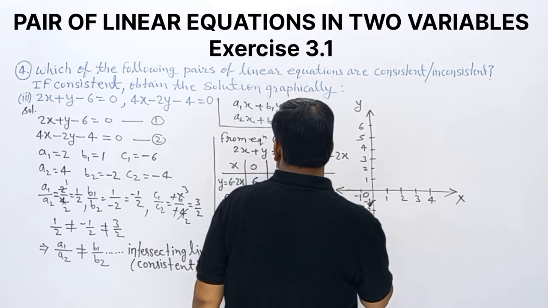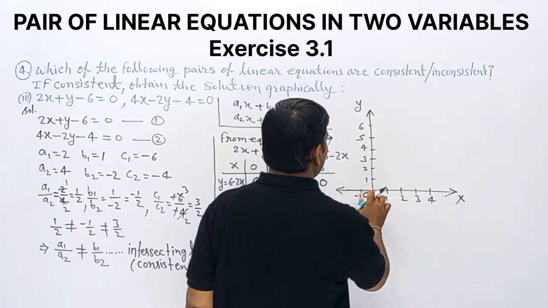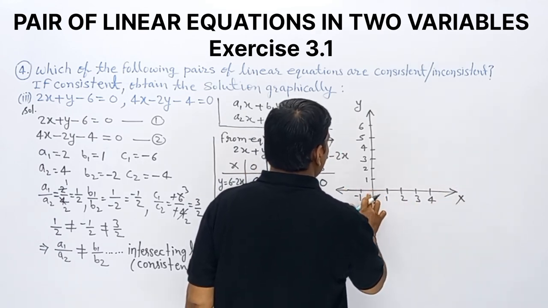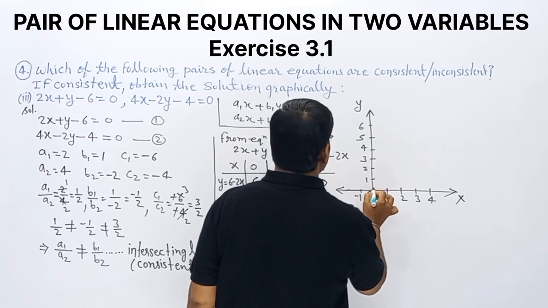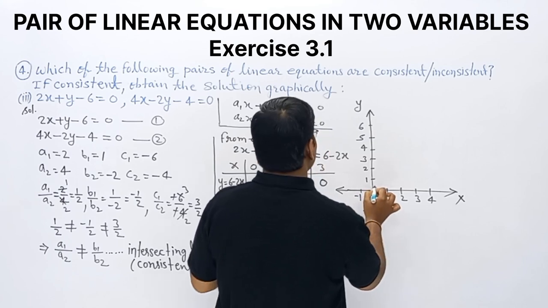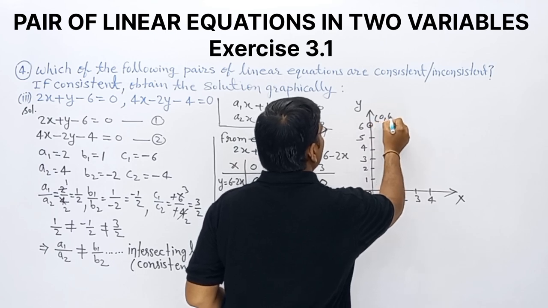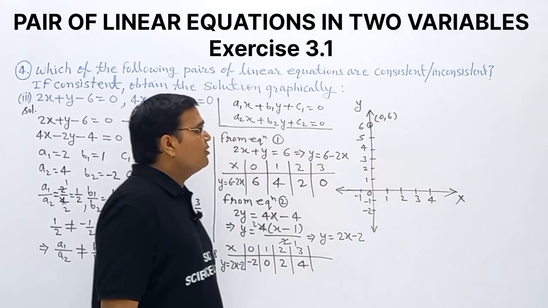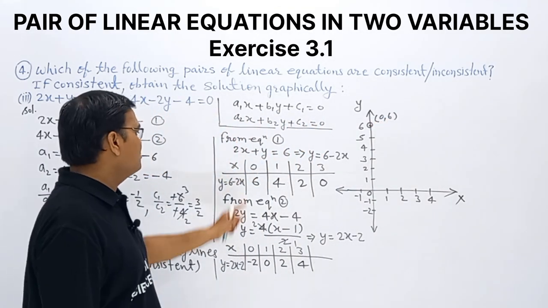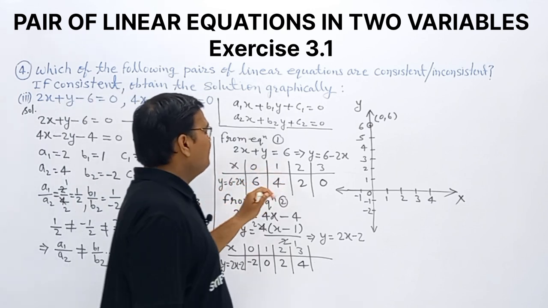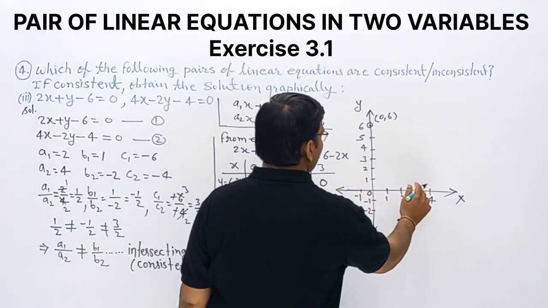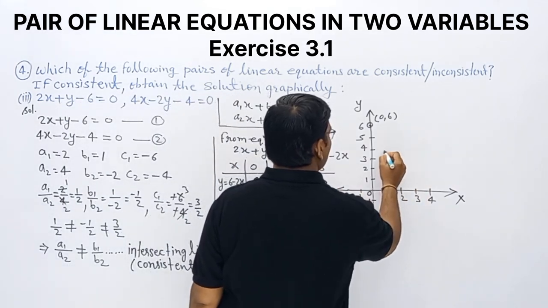On the x-axis, the x coordinate is 0, and y is 6. It means the point will be here, (0, 6). The x coordinate is 0 and the y coordinate is 6. Now the second one, (1, 4): x is 1, y is 4. It means we are getting this point here.